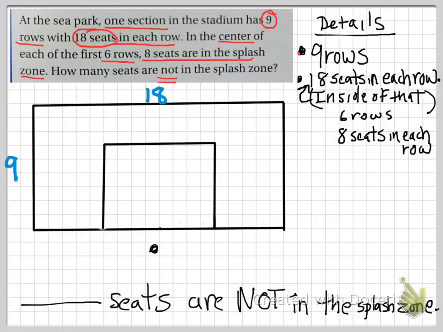Huh, interesting. Okay, so I'm going to do some labeling here. There's 8 seats. There's 6 rows. I'm just going to write it really small here. 6 rows this way.